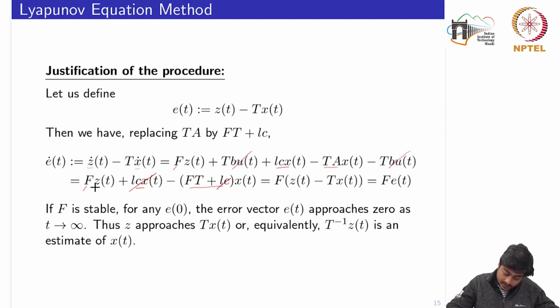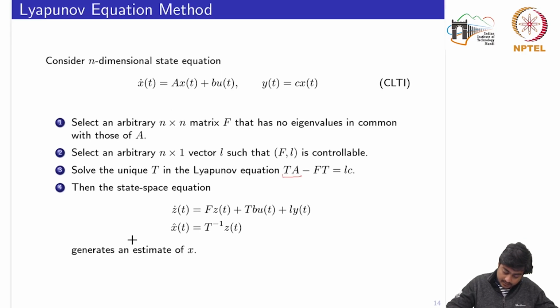The remaining part is FZ minus FTX, which is nothing but F times e, which we defined earlier, Z minus TX. Now in the design procedure itself, we have ensured that F is a stability matrix. So if F is stable, then for any e of 0, the error vector e of t approaches 0 as t tends to infinity. Z approaches T of x of t, or equivalently T inverse Z is an estimate of x. And this was the observer, basically T inverse Z.